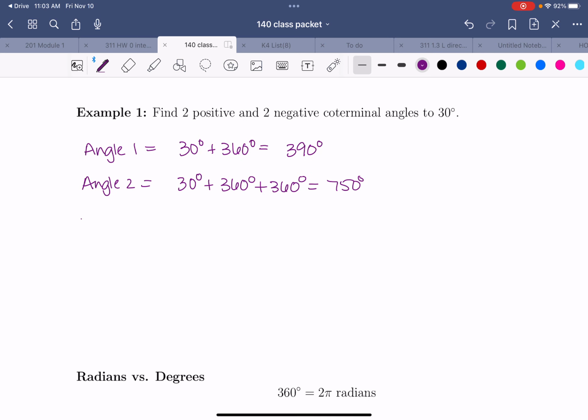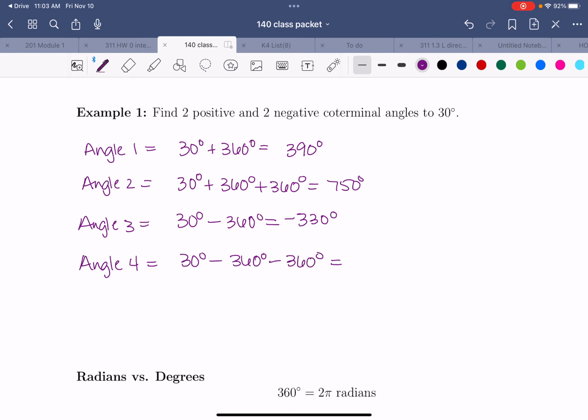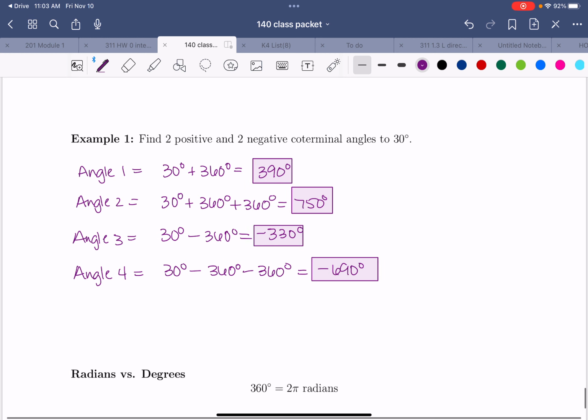Then if we want a negative, so angle 3, we're going to start at 30 degrees, but now we're going to subtract 360, and that's how we got our negative 330. And then to get a fourth angle, we're going to start at 30, and subtract 360 twice. So now we're taking 30 minus 720, and that's negative 690. So two positives would be 390 and 750, and two negatives would be negative 330 and negative 690. So that's how we find our coterminal angles.